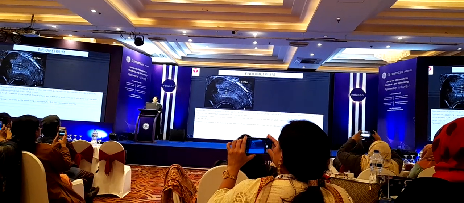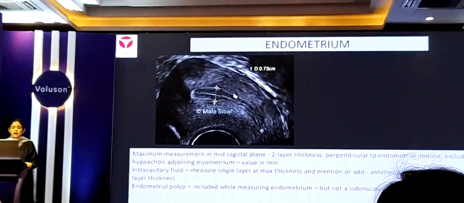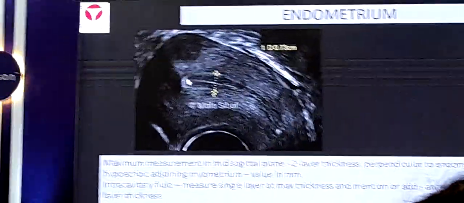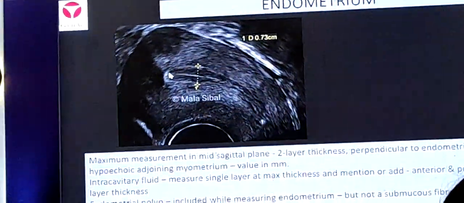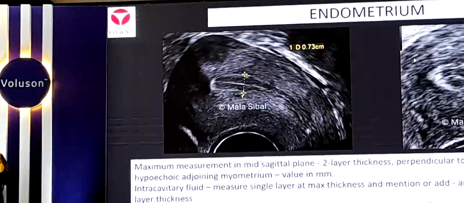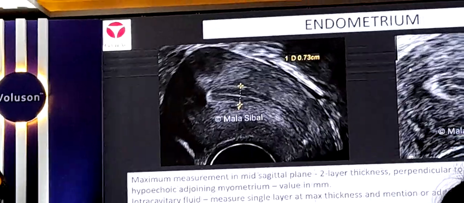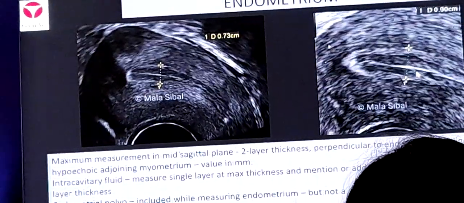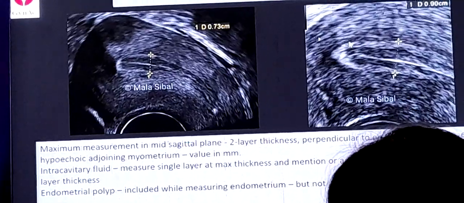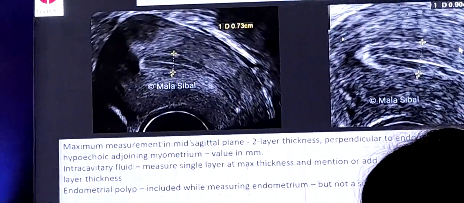Begin. I must see the cervical canal continue as the endometrial cavity, and the upper end of the endometrial cavity must be rounded off. It is in that plane that we measure the maximum thickness, and this thickness should be a 2-layer thickness perpendicular to the endometrial midline, and we must exclude the hypoechoic adjoining myometrium or the junctional zone. That should not be included.